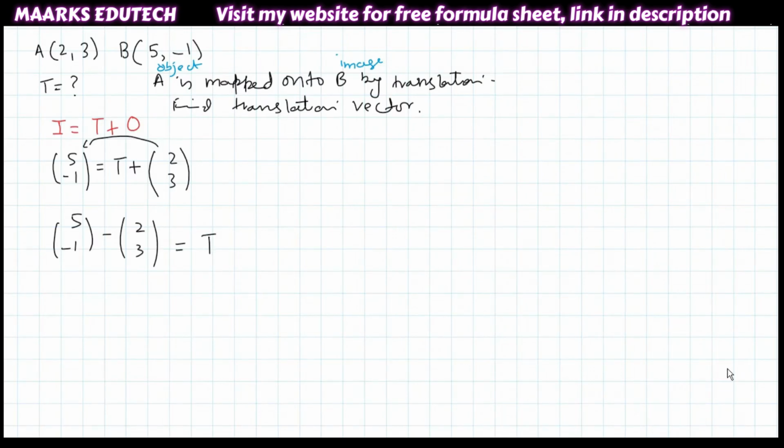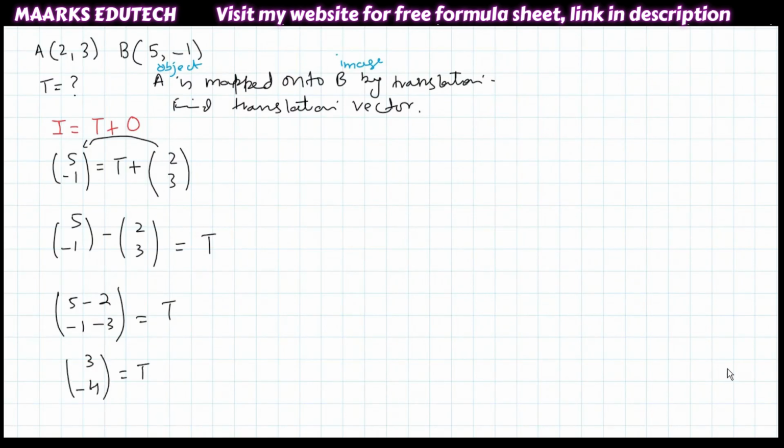Now I can do simple subtraction. 5 minus 2, I'll write in the bracket, and -1 minus 3 is equal to T. So 5 minus 2 gives us 3, and -1 minus 3 gives us -4.